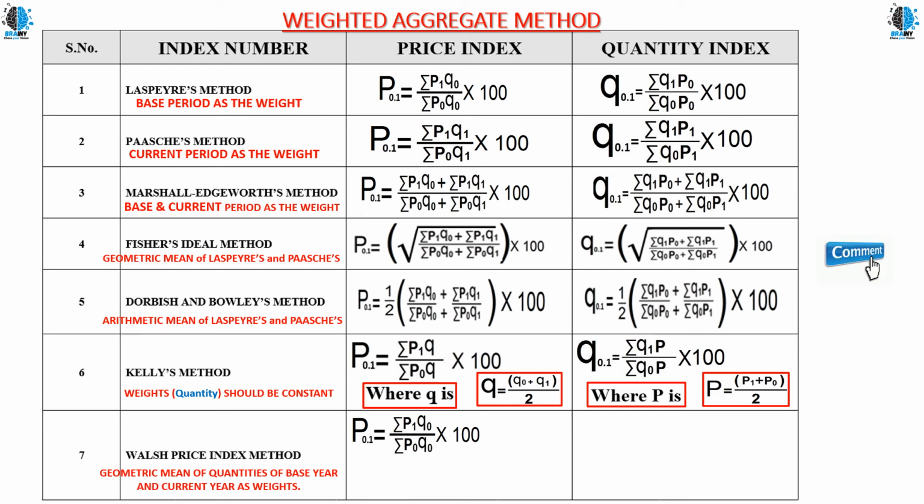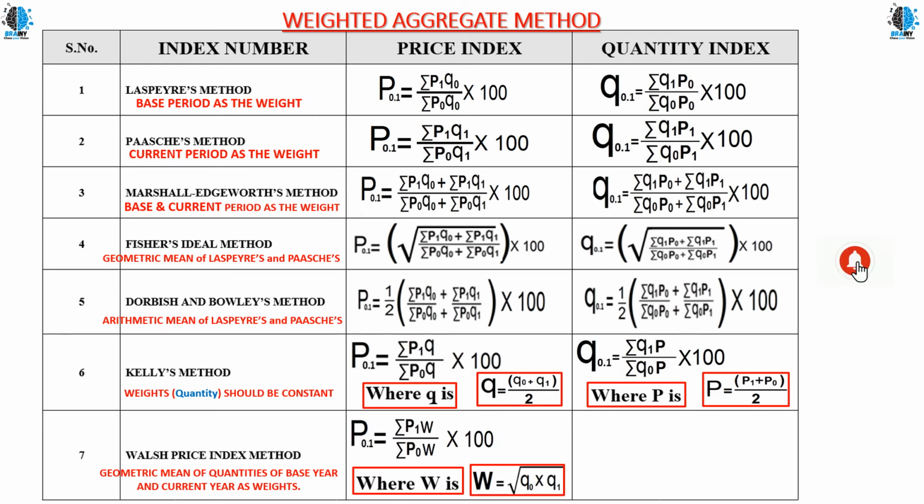So in place of Q0 I will be having a W. How to define W? W is equal to the square root of Q0 into Q1. It means the geometric mean of the weights. So this W I'm going to multiply in the numerator and denominator in the price index. Next we have the quantity index.